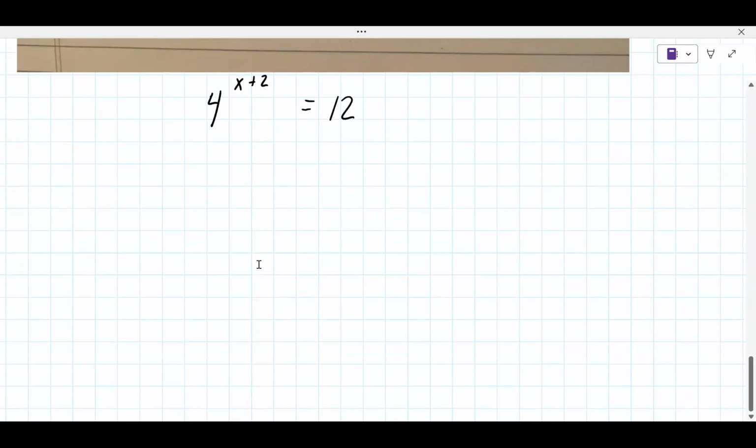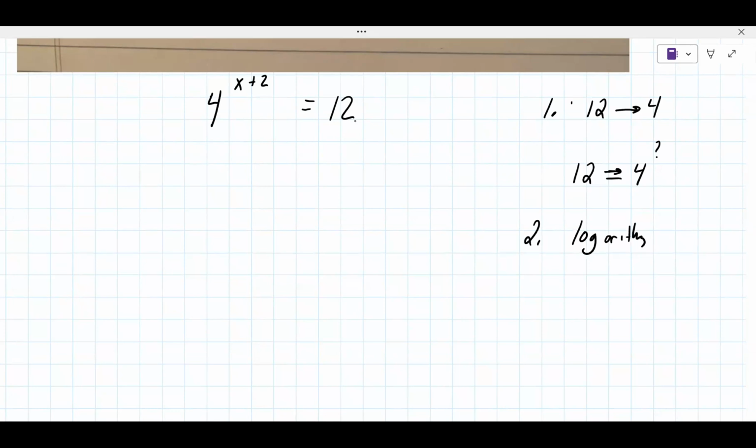So here's how to solve this. Your first approach is to make the 12 into a 4, meaning, can you write 12 as 4 to some power? The answer is no. Some numbers you can, though. If this were 16, you could write it as 4 squared. But this one you cannot, so you have to use logarithms.